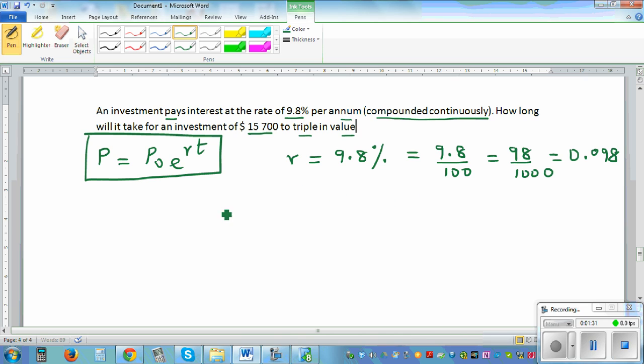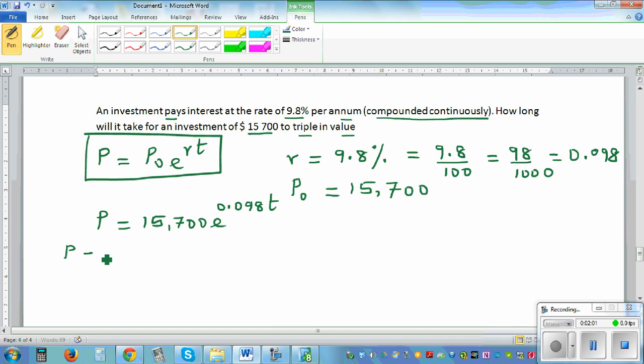So the question is, P sub naught is your initial value, which here is 15,700. So let's put these two in this equation. So P is equal to 15,700 times e to the power 0.098 t, just like that. So now the question is, when P is 3 times 15,700, whatever that number is, doesn't matter, we want to find the t.